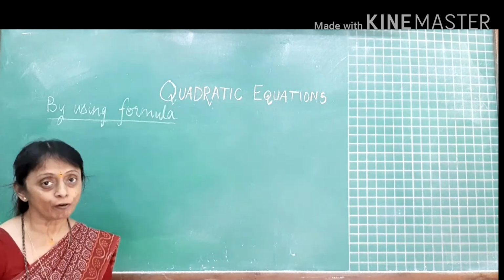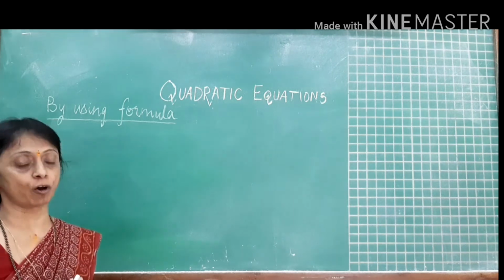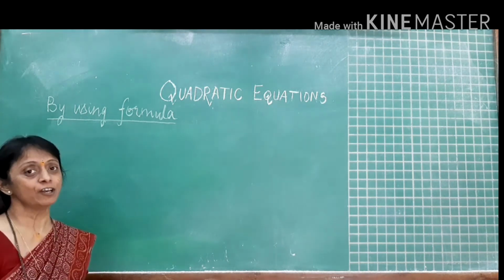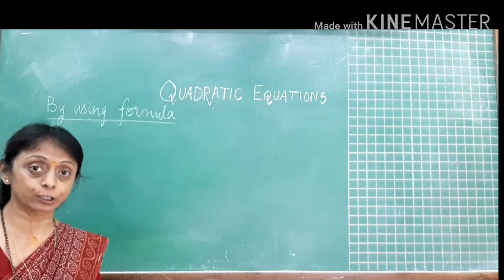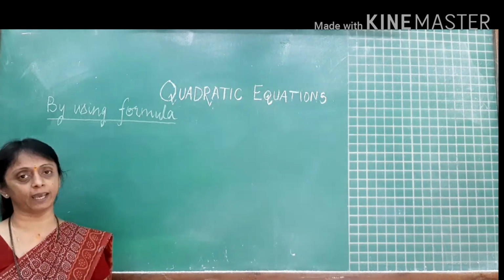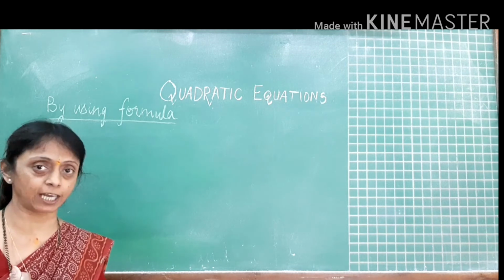Now, before writing directly the formula, let's derive it, children. For this, we use the earlier method. What was the earlier method? It was by completing the square. So, how do you derive the formula, children?